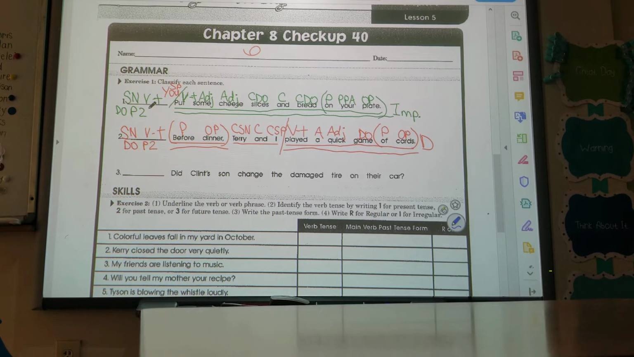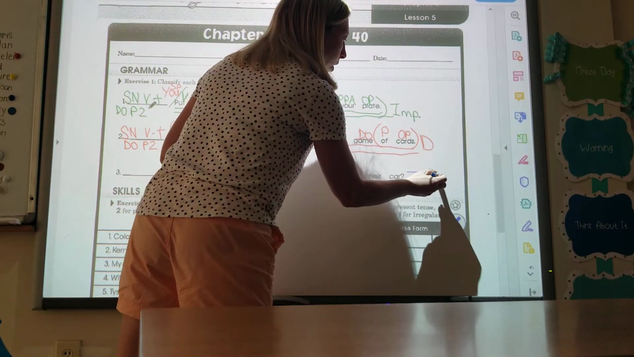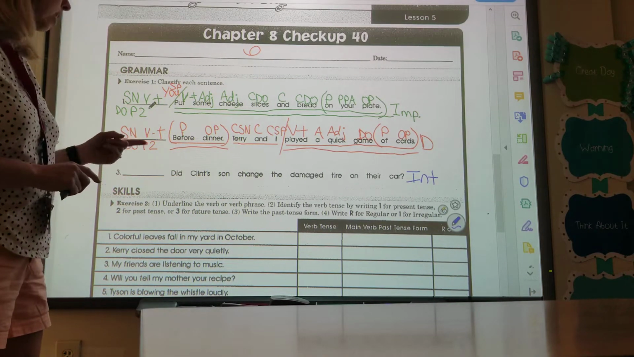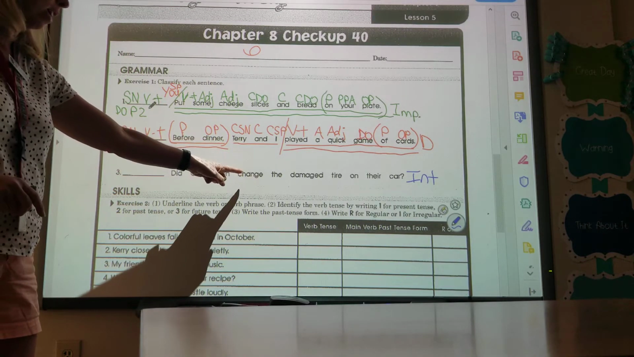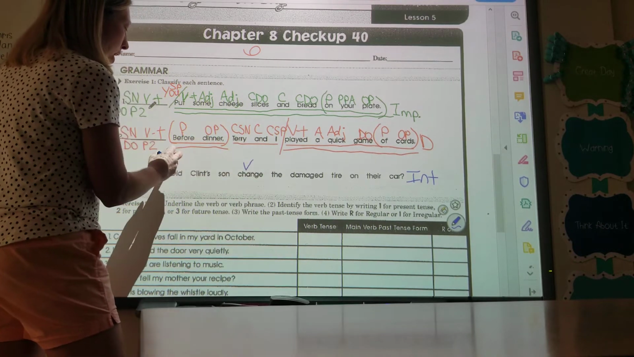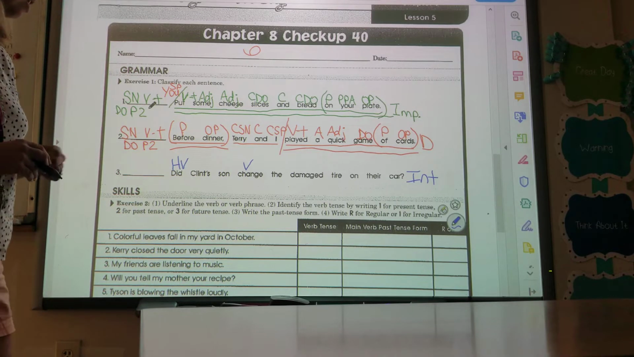Did Clint's son change the damaged tire on their car? All right, this is a question. So I'm gonna go ahead and write interrogative over here. Okay? So, when we have a question, we always turn it into a statement. So we say, Clint's son did change. Did change is my verb phrase. So I know change is going to be the verb. Did is the helping verb. Okay? So Clint's son did change.